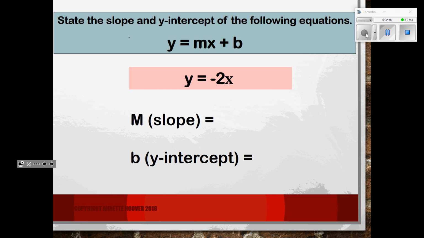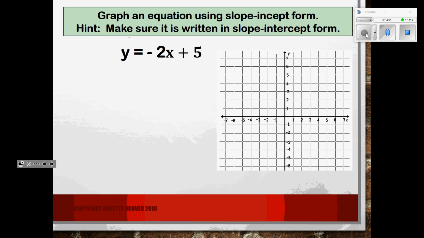On this one, you notice that there's something missing. There's nothing here at the end. That means that the y-intercept is 0, and so they just don't write it there. But the slope is always found in front of the x, so it's -2, which is the same thing as -2/1. That would be going down 2 and to the right 1 from the y-intercept. The y-intercept here is just going to be 0 because it's non-existent.